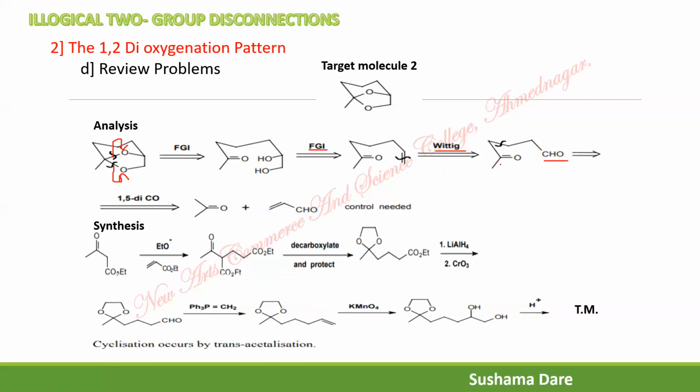So after this, it is 1, 2, 3, 4, 5 dicarbonyl compound. It is a 1,5 dicarbonyl compound, and a 1,5 dicarbonyl compound means it is again a retro Michael addition reaction. In a Michael addition reaction, either you disconnect the 2,3 bond or the 3,4 bond. In this case, they both are identical, so anyone you can disconnect in the direction of either 2 or 4.